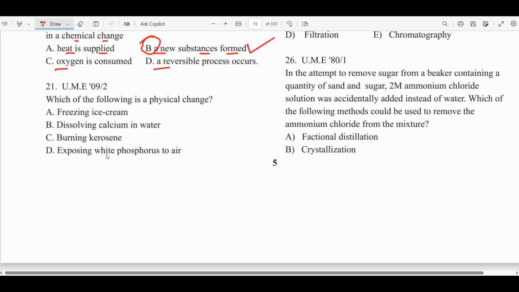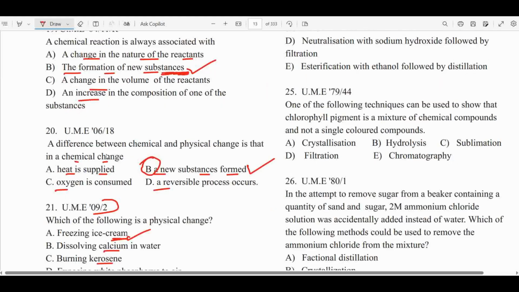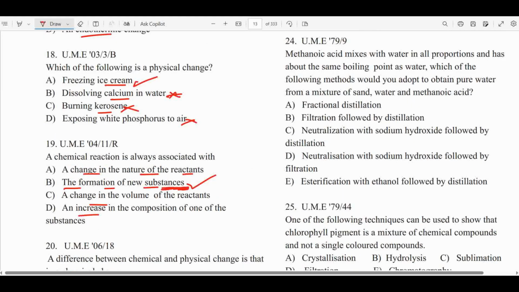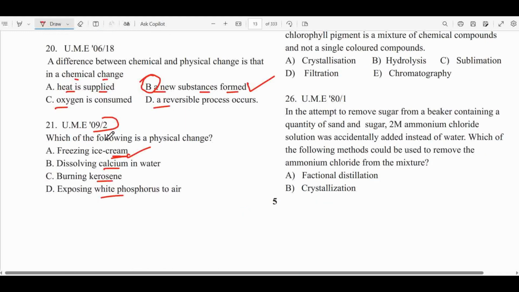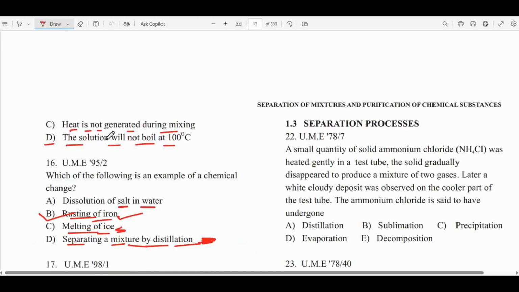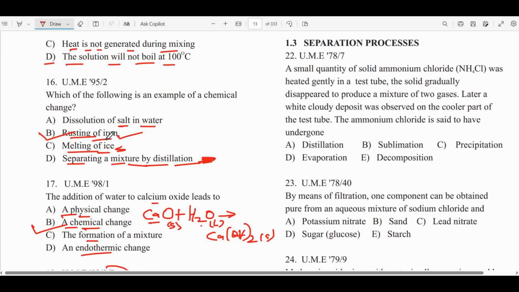Now let's look at question 21. Which of the following is a physical change? Again, we know that this is a physical change: freezing of ice cream. Every other thing here would be a chemical change. And this is a repeated question. Mind you, this is 2009. Now, again, this question was in 2003. So also buttressing the fact that questions are often repeated. And I know that in the next exam again, most of the questions we're treating here would be repeated in the exam over and over again.